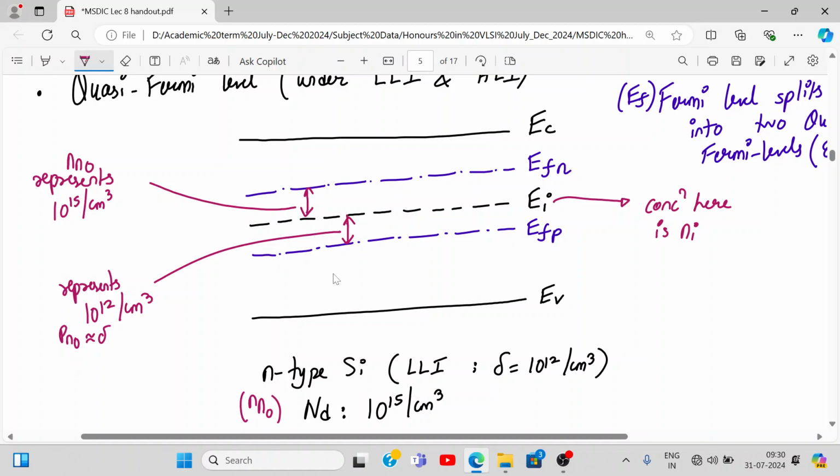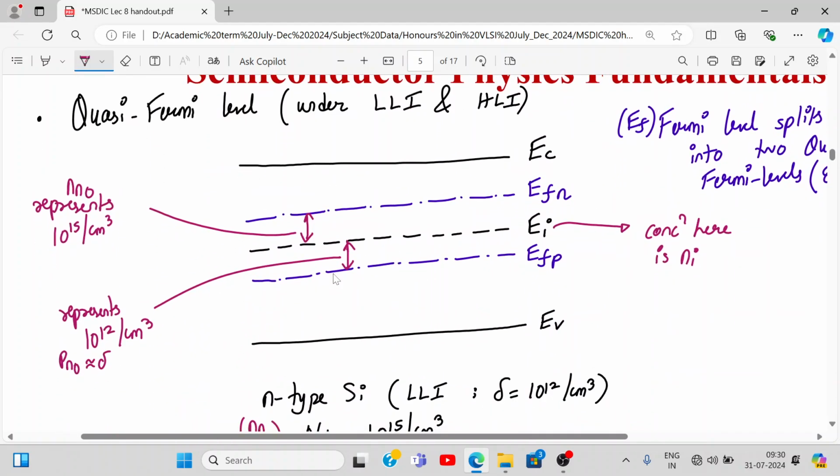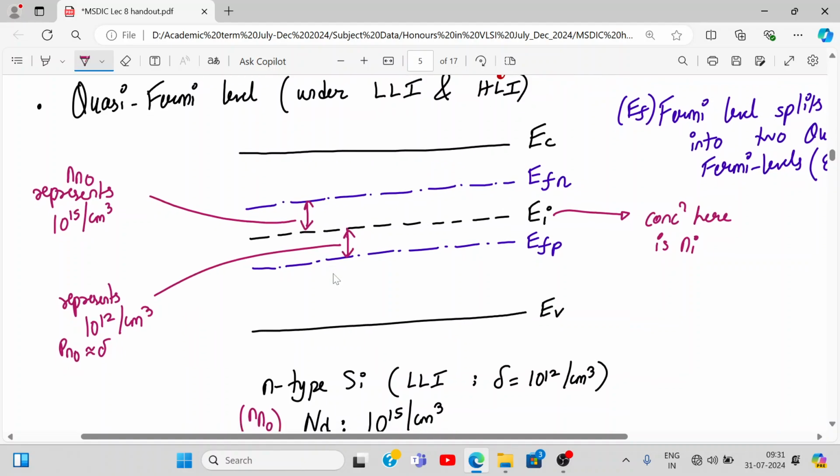Okay, written. Now, completed this? Okay, completed, no problem. Did you understand why EF minus EI represents NNO or NO, and why EI minus EFP represents minority carriers? Why is this 10 raised to 12? Because of low level injection. If there was no low level injection, what would this number have been? 10 raised to 5, Ni square divided by 10 raised to 15. That will be 10 raised to 5.